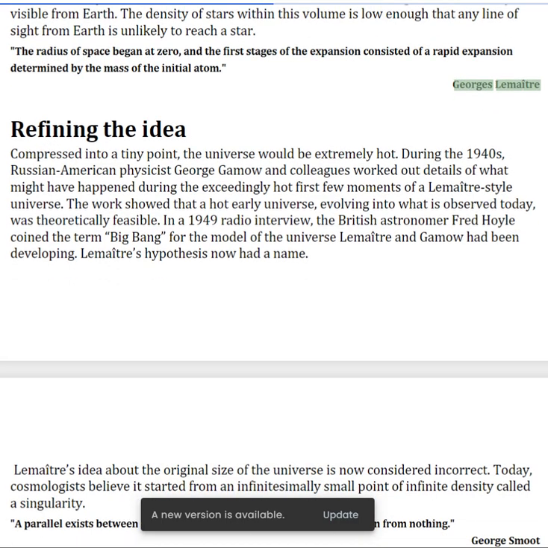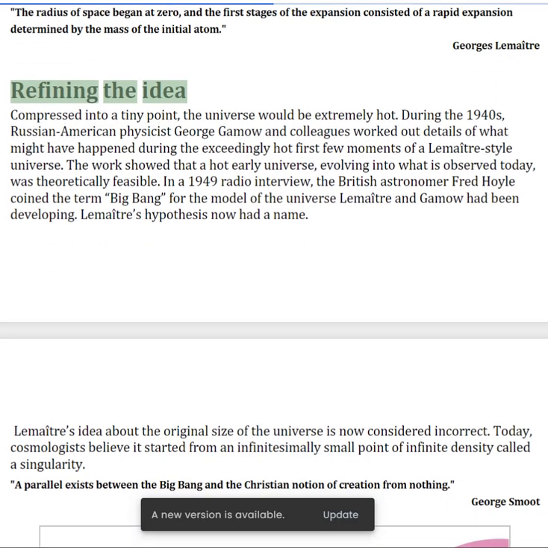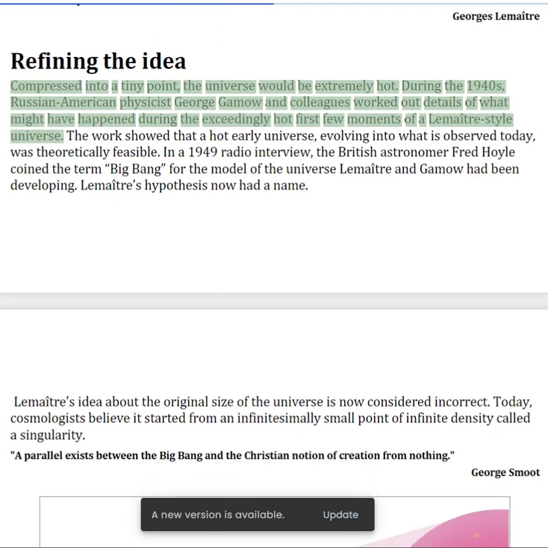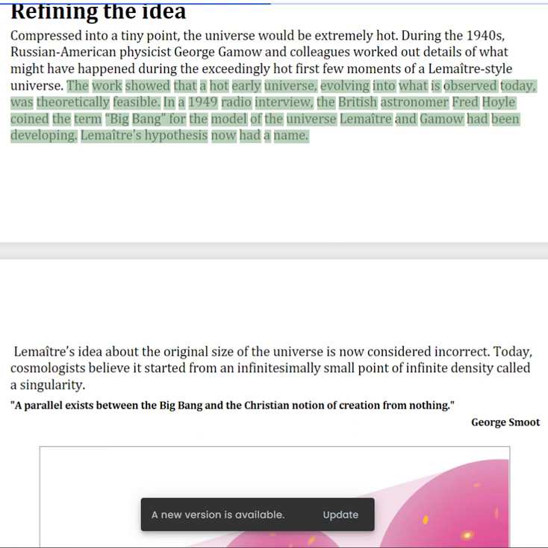Georges Lemaitre. Refining the idea. Compressed into a tiny point, the universe would be extremely hot. During the 1940s, Russian-American physicist George Gamow and colleagues worked out details of what might have happened during the exceedingly hot first few moments of a Lemaitre-style universe. The work showed that a hot early universe, evolving into what is observed today, was theoretically feasible. In a 1949 radio interview, the British astronomer Fred Hoyle coined the term Big Bang for the model of the universe Lemaitre and Gamow had been developing. Lemaitre's hypothesis now had a name.